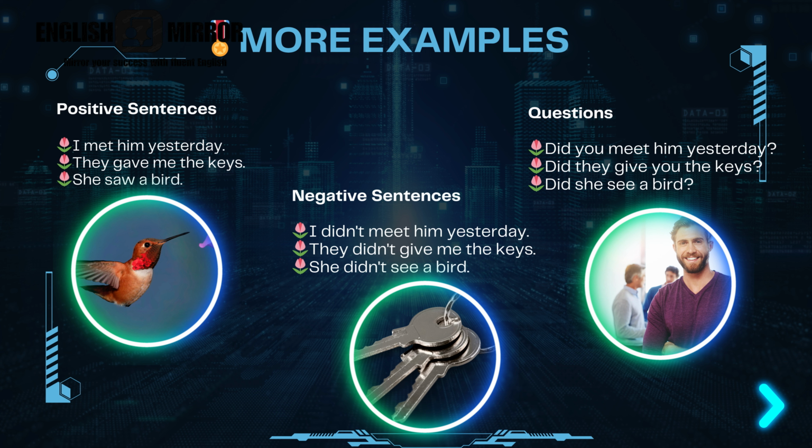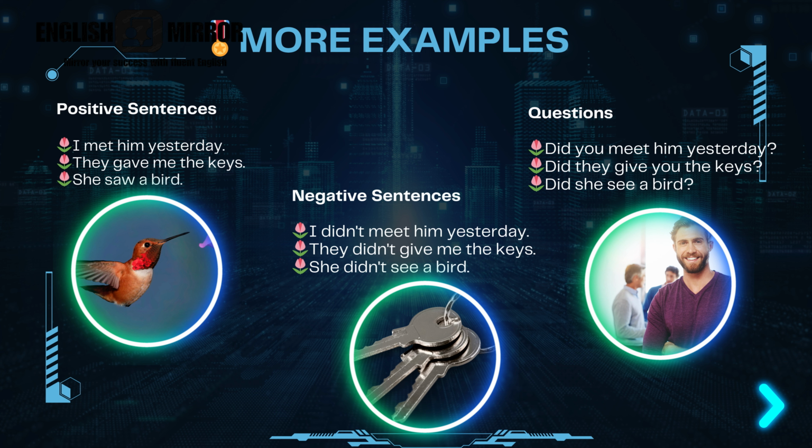And in the case of negative statements, how does it work? I didn't meet him yesterday. I is the subject, didn't is did not, and meet is the V1 form. They didn't give me the keys. They is the subject and didn't is did plus not, plus the V1 form of the verb. And the next example is, she didn't see a bird. She plus did not plus see, V1.